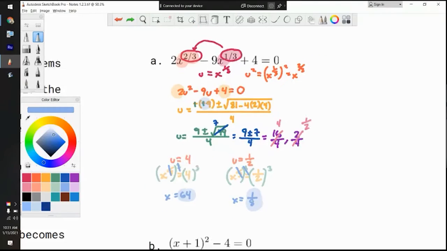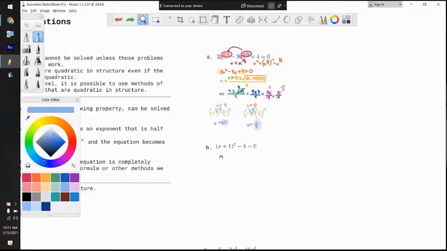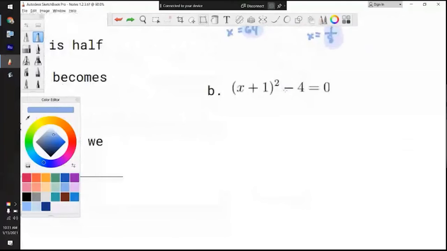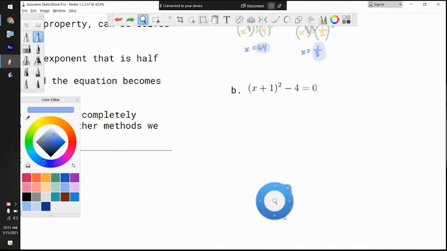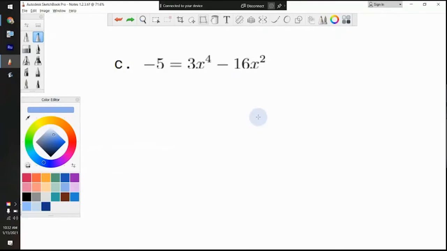All right, let's do another one. I don't know why I put that one there. That's not a quadratic structure. That's kind of embarrassing.